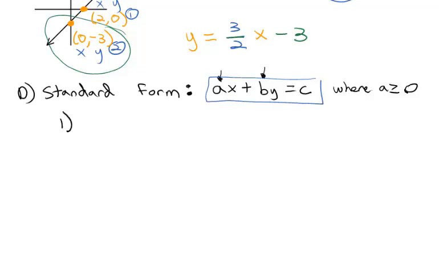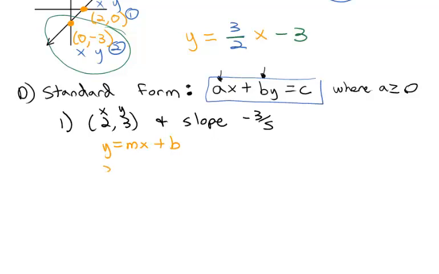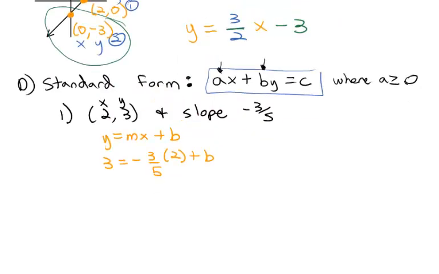First example, let's go through the point 2 comma 3, and let's have a slope of negative 3/5. So again, we're going to go to y equals mx plus b, and try and find that y-intercept. To do that, we've got an x and a y. So y equals mx plus b. y is equal to 3. m, the slope, we were told is negative 3/5, times x, which is 2, plus b. This is a good problem. It's going to make us do some fractions, but that's OK.